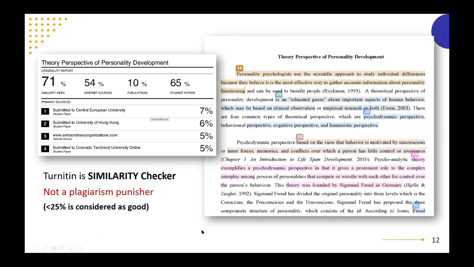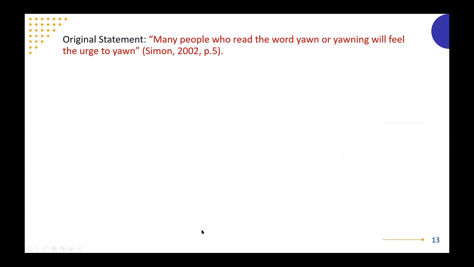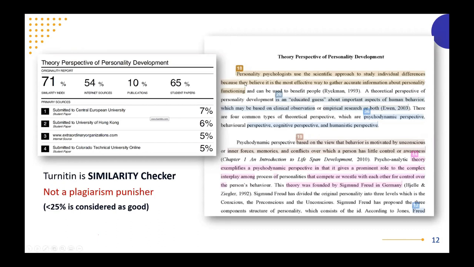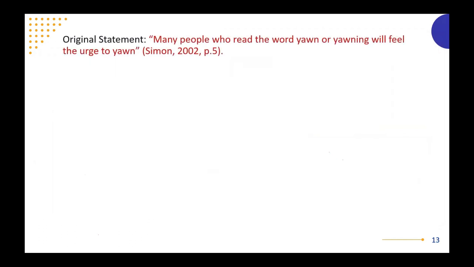Right, let's take a look at this first, because Martin asked how you do proper citation. You can see here, even those with citation, some citations are still wrong, right? They are still considered similar or not detected as well cited. So how do you do this? Take a look at this original statement. Many people who read the word yawn or yawning will feel the urge to yawn, by Simon 2000 on page 5, right? Page 5. I use this many, many times. Those who have taken an academic writing course will know that it's a very popular statement that I use.